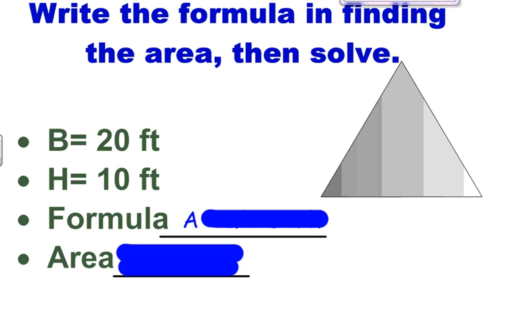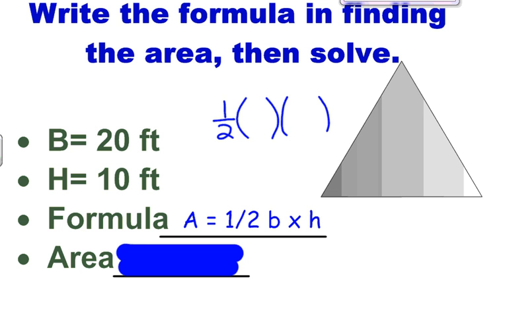Here's a new problem. On your note page, it asks you to write the formula for finding the area of a triangle and then to solve. So the area of this triangle, how would I find it? I'm going to do 1/2 base times height. And if my base is 20 and my height is 10, there are lots of different ways I could solve this problem.